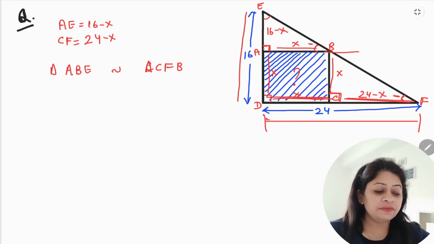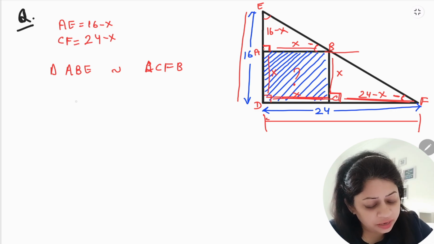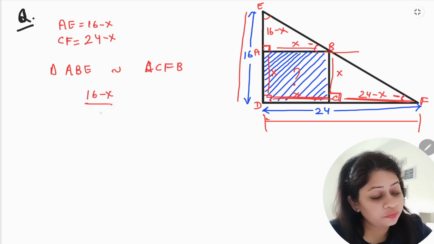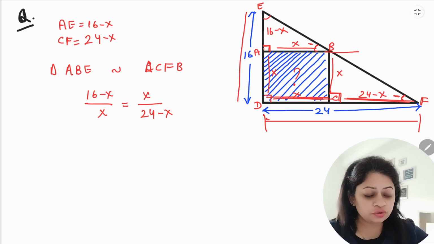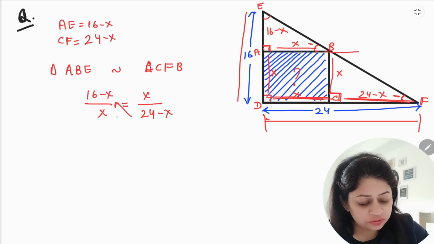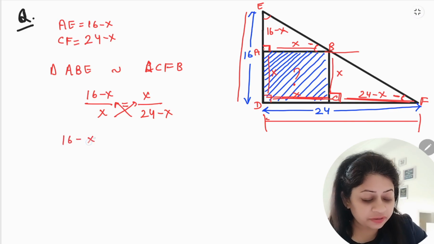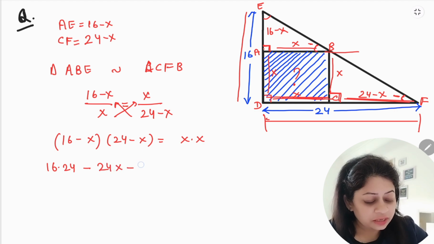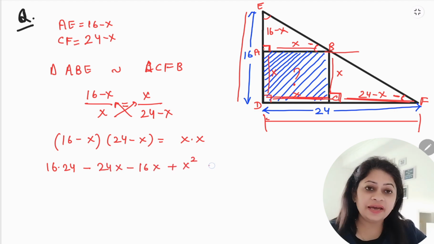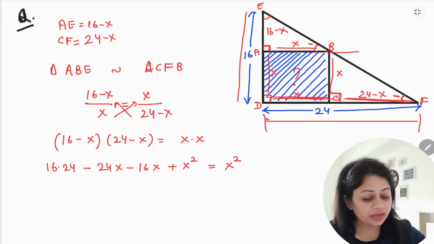Okay. If they are similar, we can apply the condition that (16 minus x) by x would be equal to what? x by (24 minus x), right? Since these two triangles are similar. Now what do I need to do? I just need to solve it. So I will cross multiply first. So (16 minus x) multiplied with (24 minus x) is equal to x times x, right? 16 times 24 minus 24x minus 16x plus x square is equal to x square, right? Okay. So I can subtract x square from both sides, right?